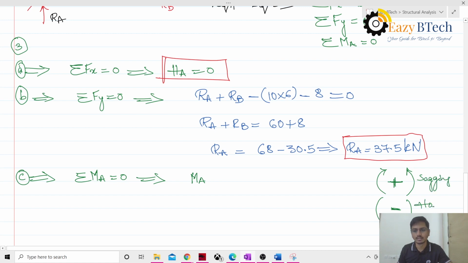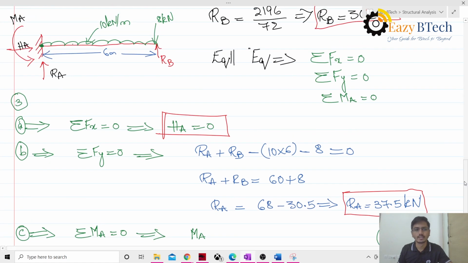This is known as sagging moment. Same thing here. Since here it is acting in counterclockwise direction on the left hand side, MA will become negative. Take the moments here: since RA is acting at that point, that is 0 distance, RA into 0 is 0, so we'll ignore this.